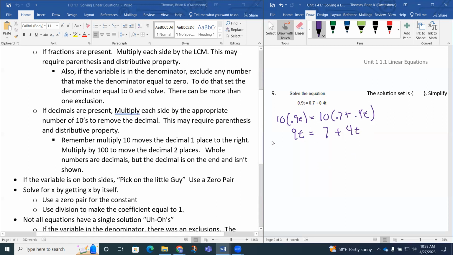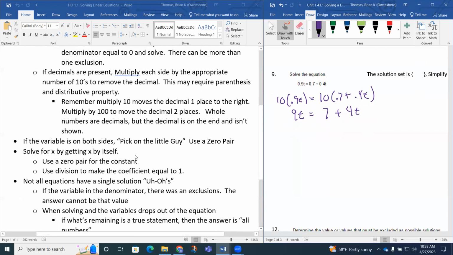So we've done that. We don't have any like terms. Notice how if the variables are on both sides, we want to pick on the little guy. So notice how there's a 9t on the left side and there's a 4t on the right side. So to me, the little guy is the 4t. So I want to subtract a 4t here. I want to zero it out, but I have to subtract a 4t over here as well to keep it balanced. So 9t lose 4t is going to be a 5t. And then the 7 comes down over here, and the 4t and the negative 4t will zero out.